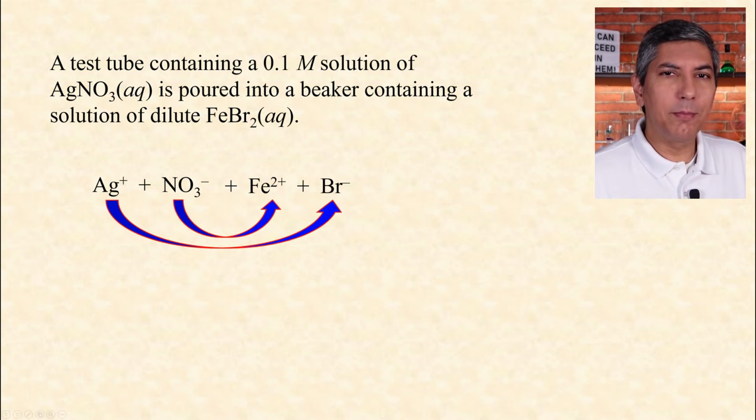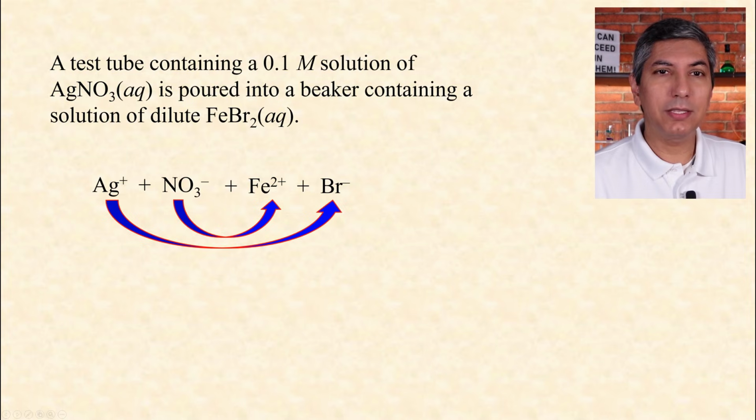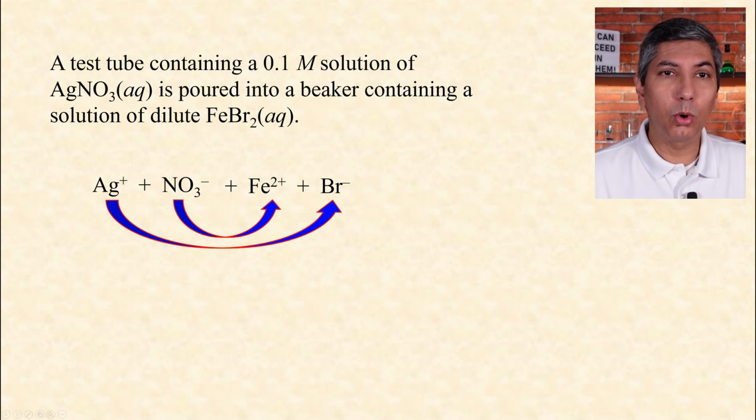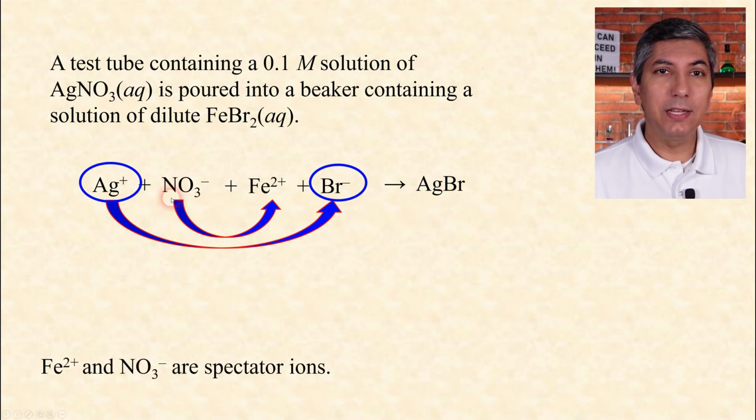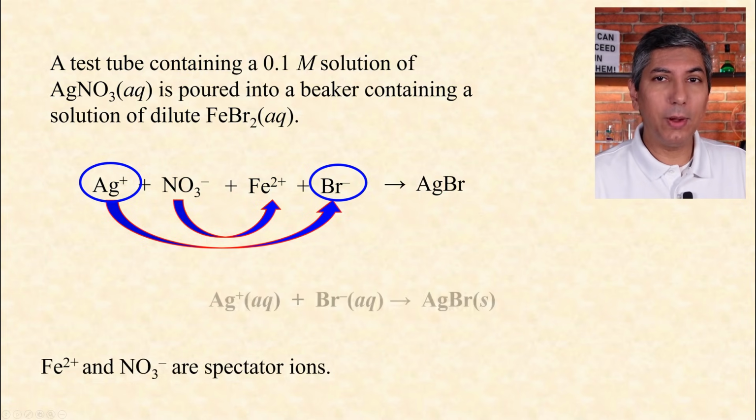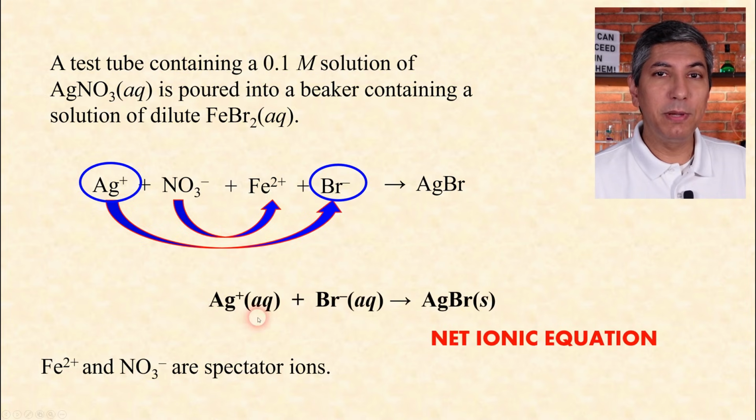On the AP exam, one and only one of these pairs will form a precipitate. The pair containing nitrate, potassium, sodium, or ammonium ions will be spectator ions. In this case, the silver ions and the bromide ions combine to form AgBr. That means that Fe2 plus ions and nitrate ions are the spectator ions. So the overall net ionic equation is Ag plus plus Br minus yields AgBr.